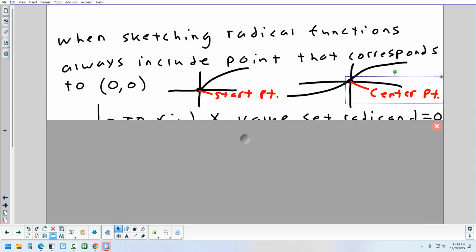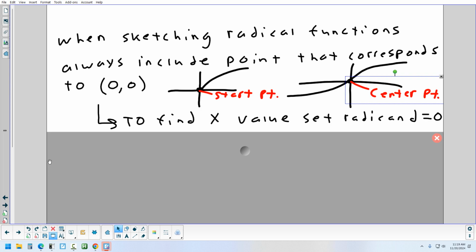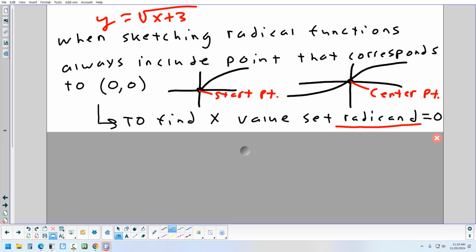And here's how you find it. When you are finding a new coordinate, you're finding a new x and you're finding a new y. So there's two numbers to find in a coordinate. To find the x value, you take what's under the radical and you set it equal to 0. That's how you find your new x value. Take what's under the radical and set it equal to 0. So if I was doing that problem in red, and I said to find where that one is going to start, I would take x plus 3, and I would set it equal to 0. And I'd solve it. And that'll give me the x value.